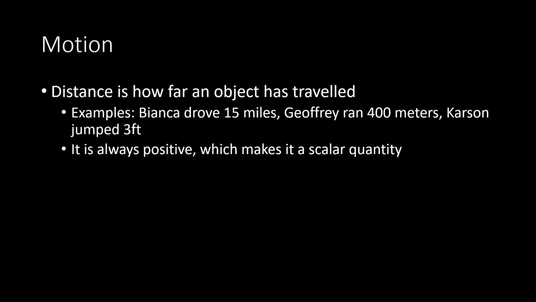It's always a positive number, which means that it's an example of a scalar quantity. It takes account the entire journey. So even if Bianca drove around in a circle, she still went 15 miles. It takes into account her whole driving distance, not just where she started and ended up.